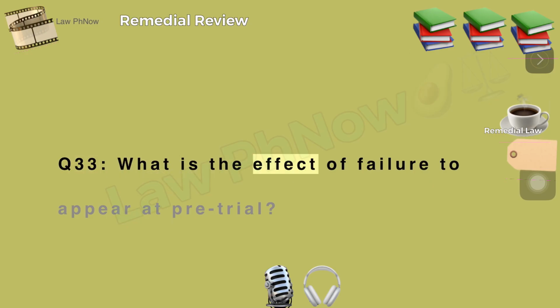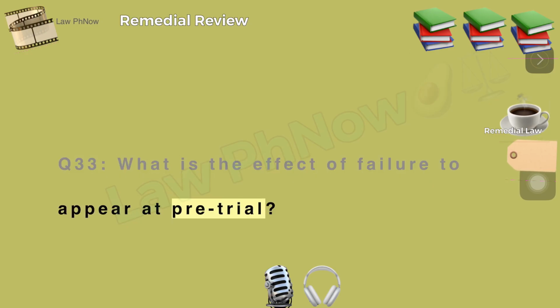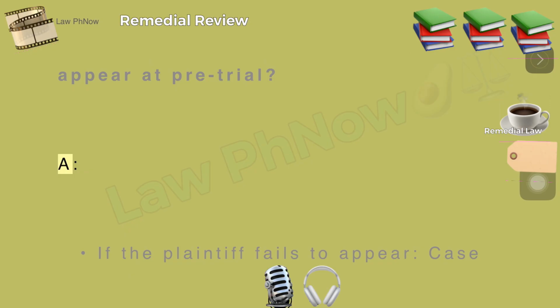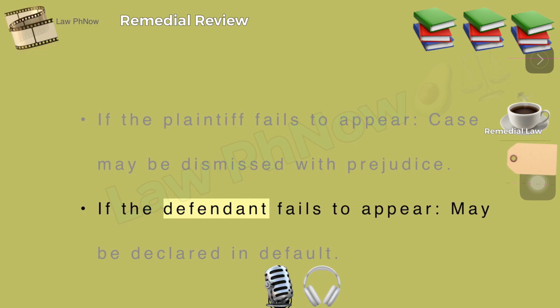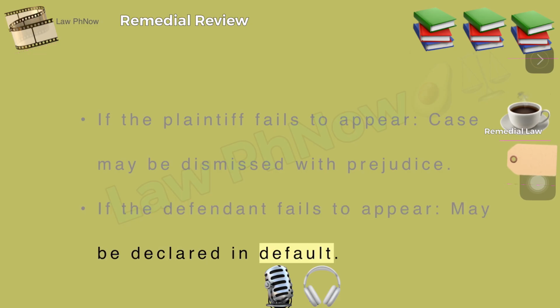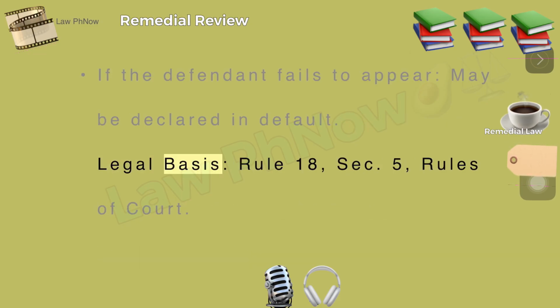Q33. What is the effect of failure to appear at pre-trial? A. If the plaintiff fails to appear, the case may be dismissed with prejudice. If the defendant fails to appear, they may be declared in default. Legal basis: Rule 18, Section 5, Rules of Court.